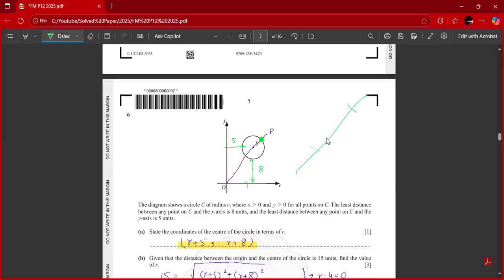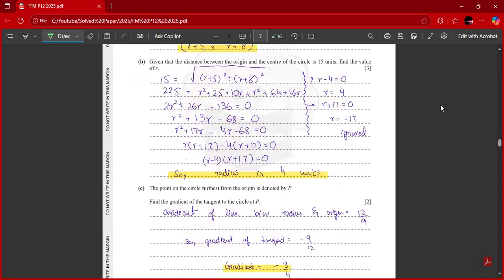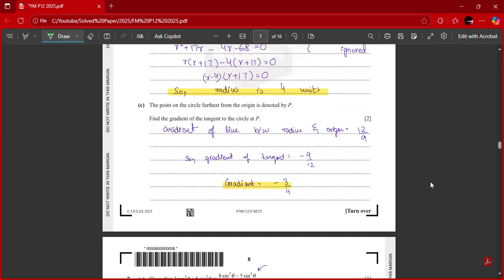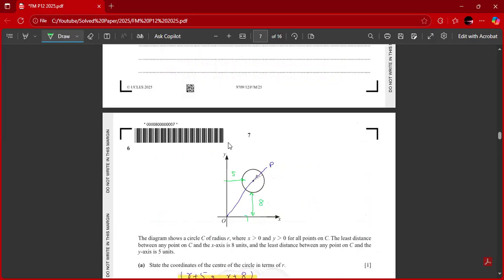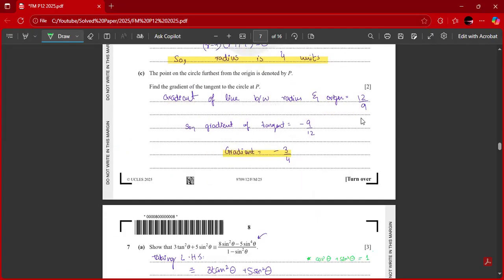That means that if I find the gradient between the center and the origin, it would be the same as finding the gradient between point P and the origin. So let's find the gradient between the origin and the center, which is 12 over 9. Now we have to find the gradient of the tangent. If a tangent is drawn, it's going to be perpendicular to our original line. And there's a law: if the lines are perpendicular, their gradients are the negative reciprocal of each other. Using that formula, minus 9 over 12, and then we simplify it. We get the gradient of the tangent as minus 3 over 4.